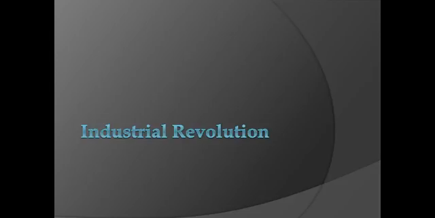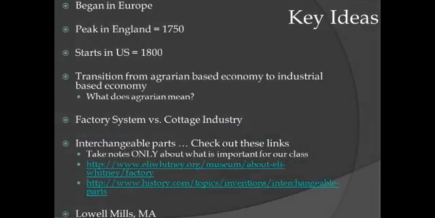So we're going to start off with the Industrial Revolution. So what was that all about? Well, key ideas that we need to know about. It began in Europe. The peak in England was at 1750, and at this point, England is at the peak of everything. It's just whooping everybody's behind. In the U.S., we started a little bit later because, you know, we fought a revolution in between there. So it took us a little bit of time to get back on track from that. So we start in 1800.